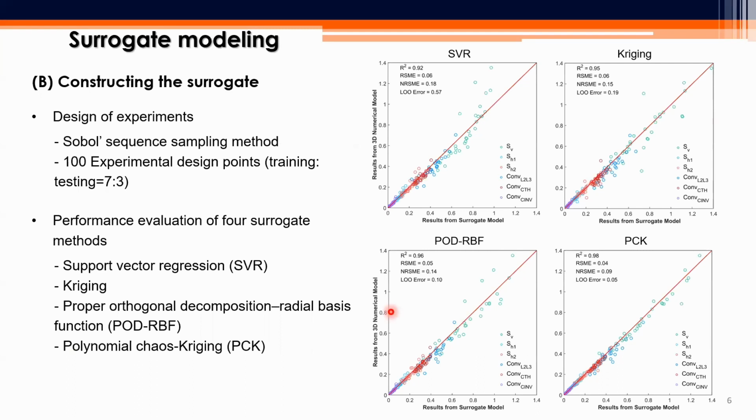The second step is to train our surrogate model. Now, after comparing 4 different surrogate methods, we found that the polynomial chaos kriging has the best performance for our cases.